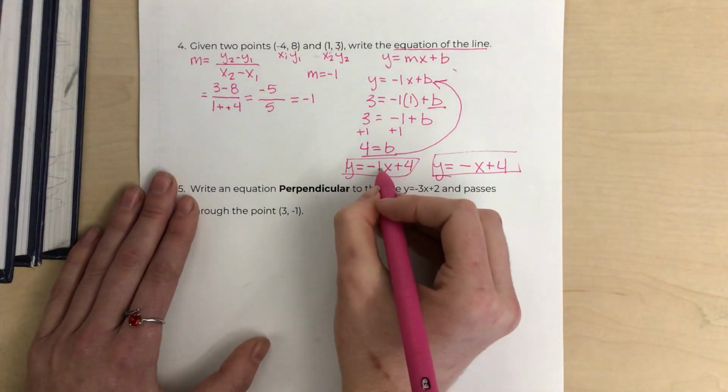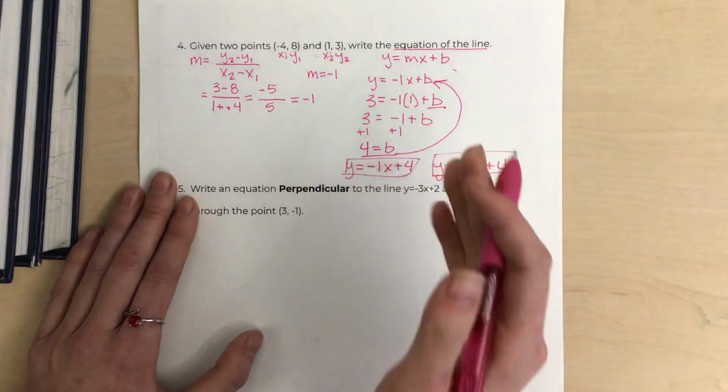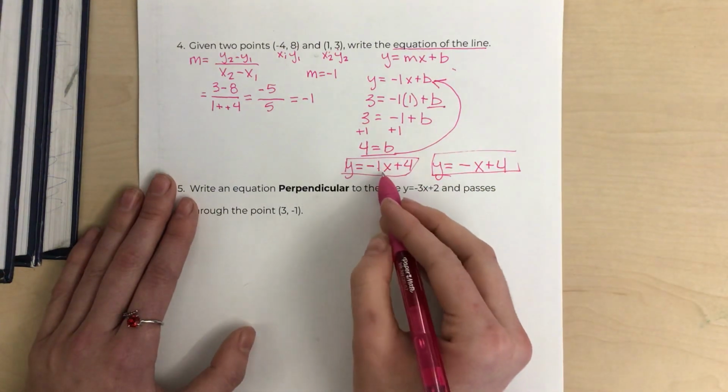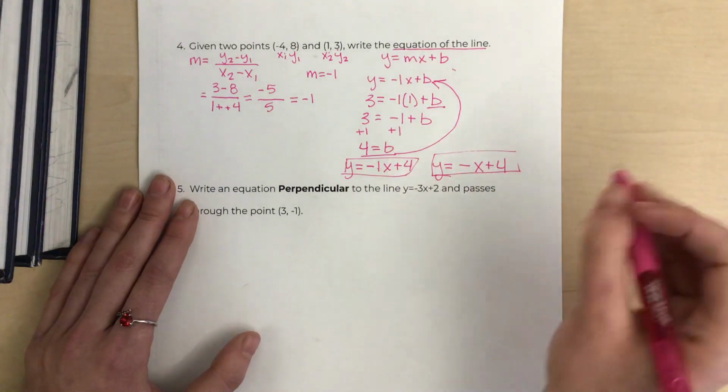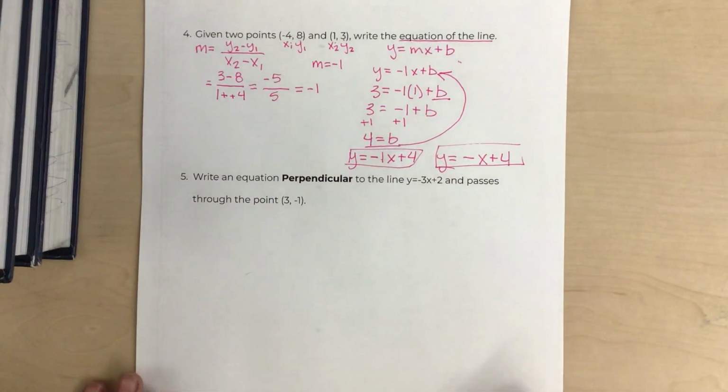If you like to leave the 1 in front so that you know there is a -1 in front of x, that's completely fine. If you like to think of it as just -x, that's fine too. That works out just as well.